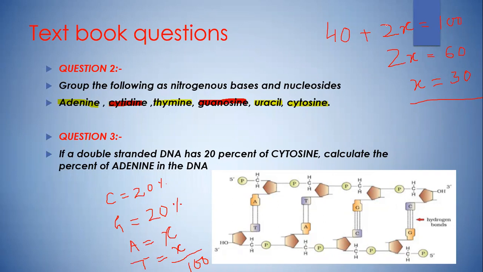And here the percentage of cytosine is given, that is 20%. If someone asks you what is the percentage of guanine, it will be the same, 20% only. I hope it is clear.